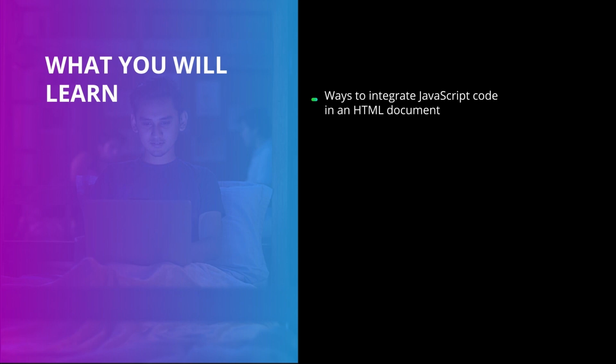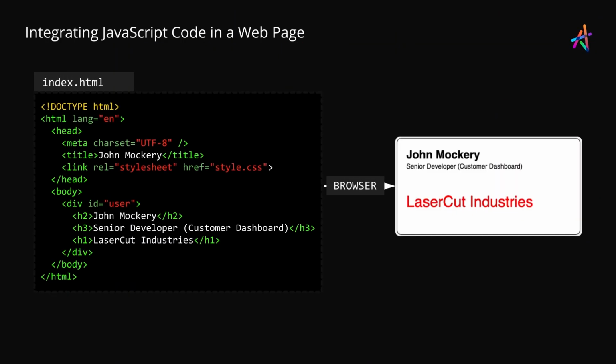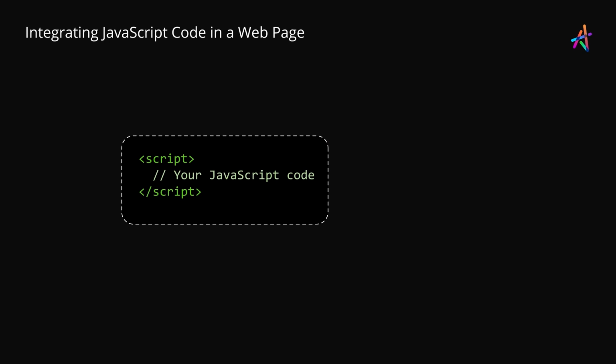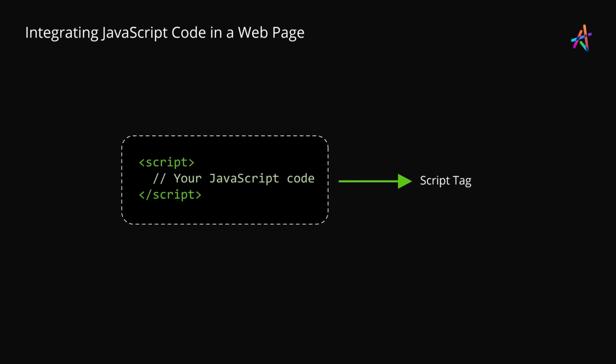In this video, we'll look at ways of integrating JavaScript code in an HTML document. Let's begin. An HTML document contains multiple elements, including style sheets. JavaScript, along with HTML and CSS, forms the trinity that has resulted in the creation of mind-blowing web applications and services. When it comes to integrating JavaScript, HTML provides the script tag, which can be used to express JavaScript directly within the HTML document or reference an external JavaScript file. Let's check out both approaches.